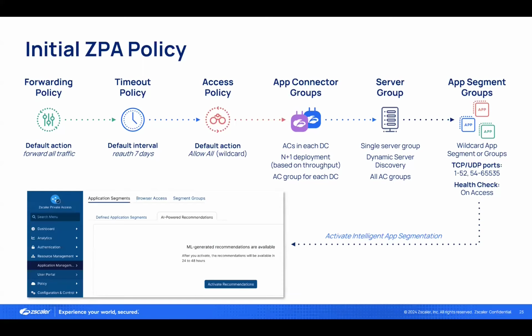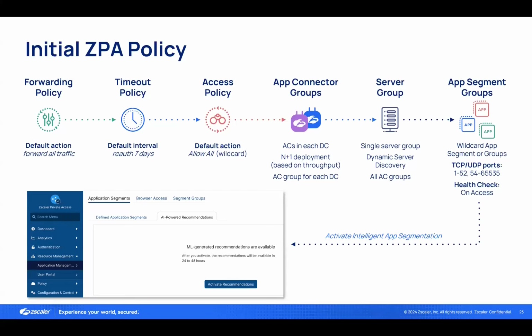Once this is active, ZPA will analyze user application access patterns in order to identify and group applications and users together. For example, if many users who are part of the same IDP group, say engineering, are all accessing a handful of applications, the AI-powered recommendation engine will recommend that these applications be grouped together into a segment with access allowed for members of the engineering group.